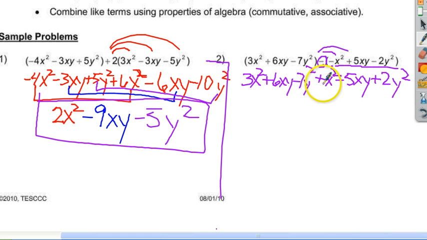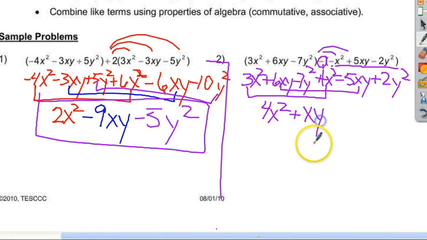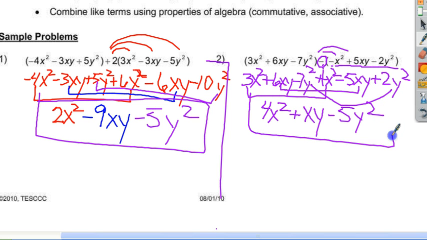Now, be careful here. There's no coefficient there, so remember you're going to put a 1. So 3 and 1 makes 4x squared. 6xy minus 5xy, 6 minus 5 is 1. So I can put the 1 or I can just put xy. It's the same thing. And the last one, I've got negative 7y squared and 2y squared. Negative 7 plus 2 is negative 5y squared. Okay? When I'm finished, I look to see if anything will combine. I'm done. That is my final answer.